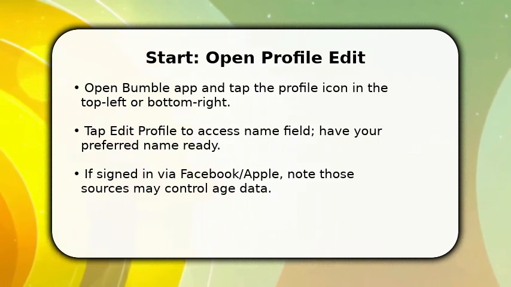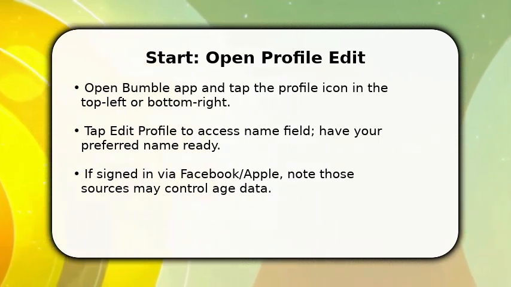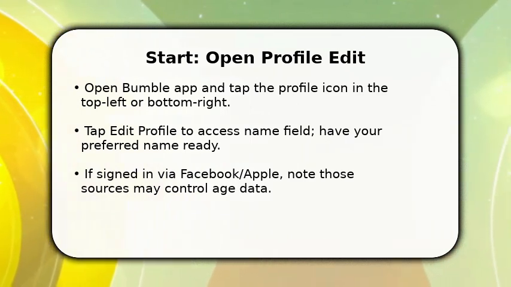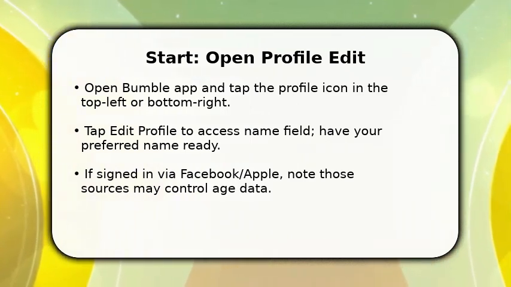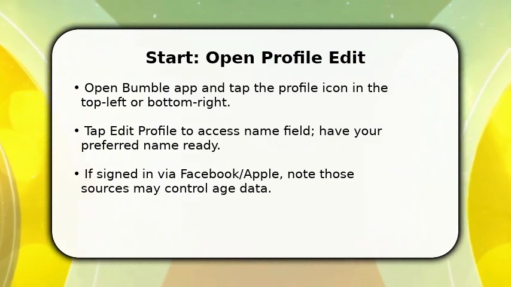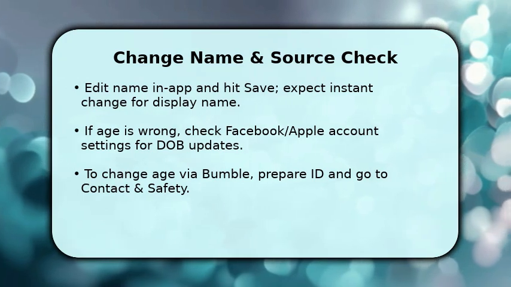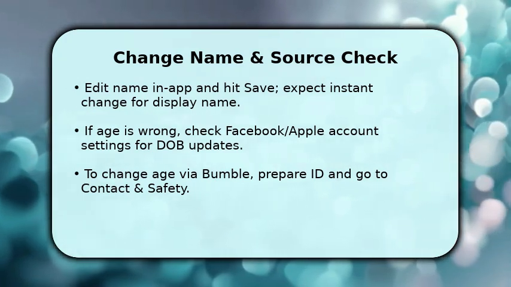Facebook or Apple often control age data. If your account is connected, you'll need to update that source or prepare to contact Bumble support to change the age rather than relying only on the in-app edit. You edit the name field and press save. The display name usually updates immediately across matches.